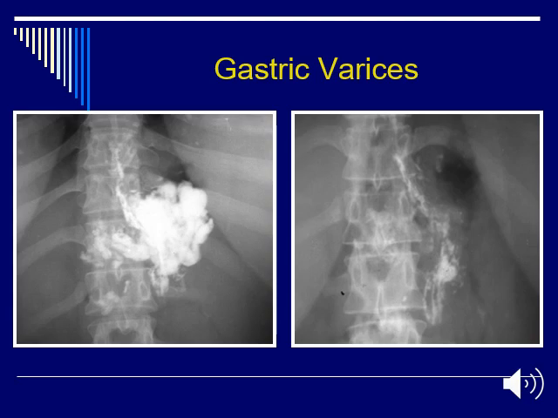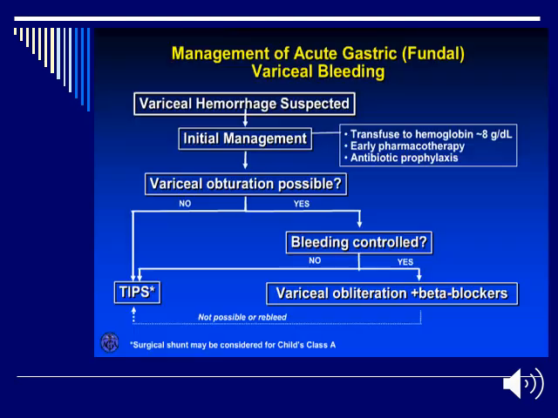You can put on it Lipiodol, and you can see the large varices in the fundus, and you can follow them by plain X-ray, and this is the same patient after 6 months. So if variceal obliteration is suspected, then hemorrhage is suspected.